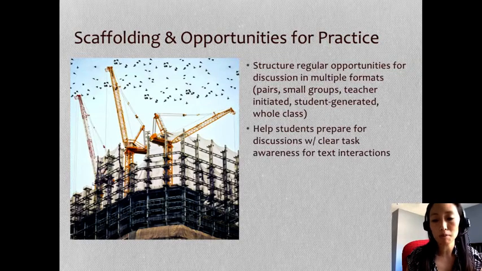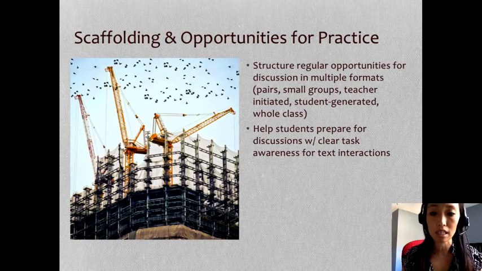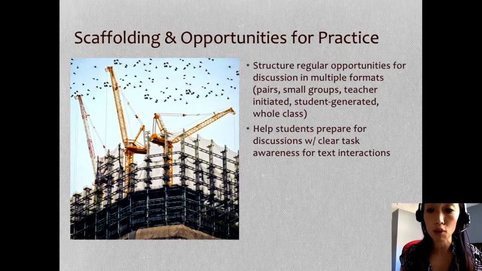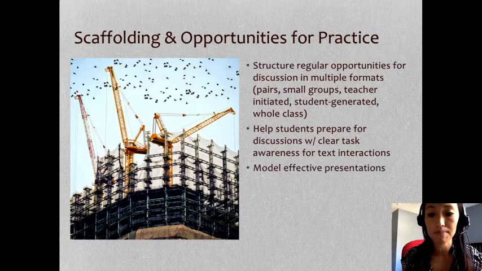We want to help students prepare for discussions with clear task awareness for text interactions. So this goes back to what we were talking about a couple weeks ago when we were talking about giving students a purpose for reading text. If they know that they're going to need to discuss these points, asking specific questions helps them to prepare for your later discussions.